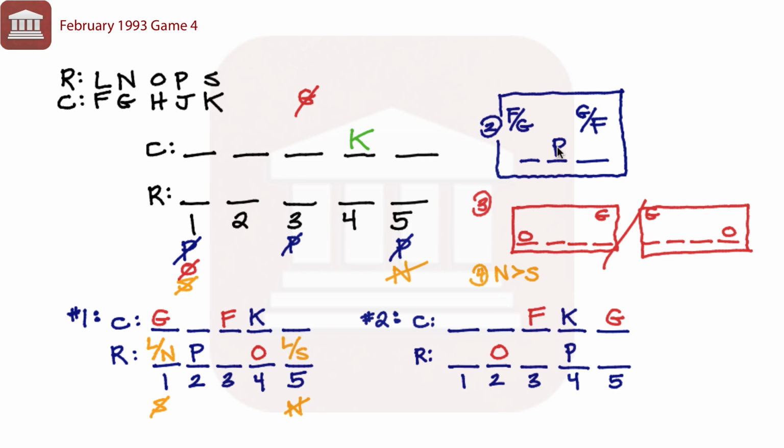And then in our second scenario, again, if we know S can't be first, we know the only possibilities would be L and N since we've already placed O and P. And same logic on the other side. If N can't be 5th, the only 2 possibilities would be L and S. And that would be the setup for this game.